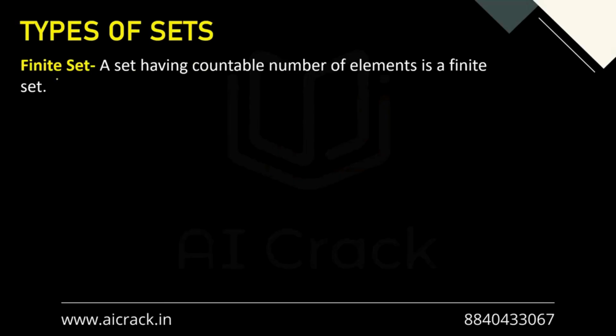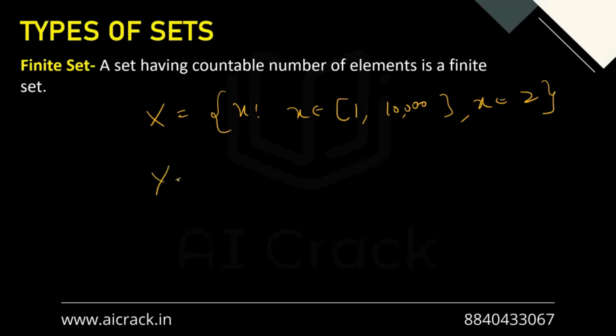Now the third type of set is the finite set. As the name suggests, a set having a countable number of elements is a finite set. So let's take an example first. Let's take two examples. The first is X is the set, and the properties are X belongs to 1 to 10,000 and X belongs to integers. The second set is Y, capital Y, and Y belongs to just natural numbers.